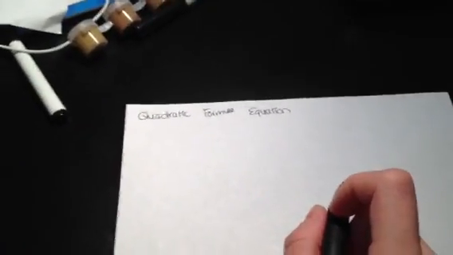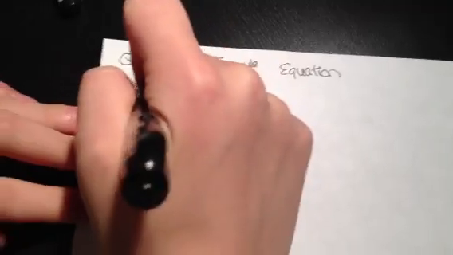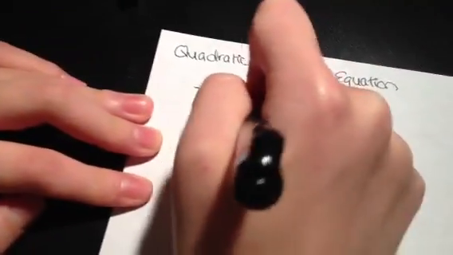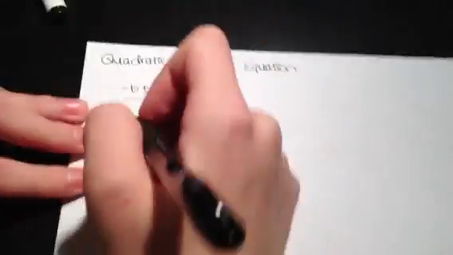This is how to solve using the quadratic formula. First, what is the quadratic formula? It's negative b plus or minus the square root, I'll show you after, of b squared minus 4ac, all over 2a. Now our problem is x squared minus 3x minus 4.